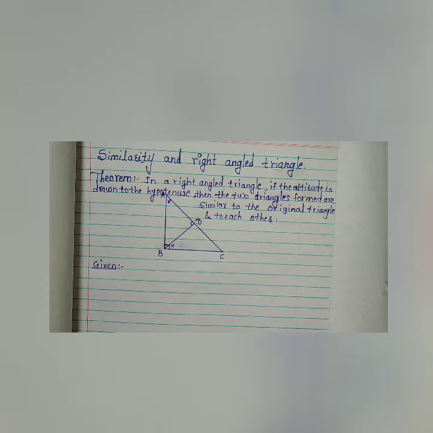Good morning, dear students. Today we see the similarity in right angle triangles. The first theorem on that topic is: in a right angle triangle, if the altitude is drawn to the hypotenuse, then the two triangles formed are similar to the original triangle and to each other. Okay, this is the statement. Now we see the proof.